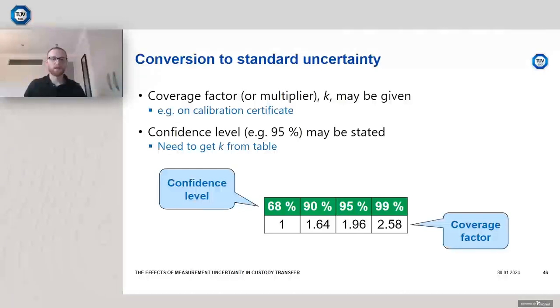Sometimes it may be given as K, so you may have an uncertainty value quoted and it doesn't give a confidence level like 95% per se. It will give K equals 2. So sometimes you'll get it as K equals 2, or a lot of times you'll get it at a 95% confidence level. It just depends. But if you get it at a confidence level, you need to get K from a lookup table and divide by the appropriate coverage factor.